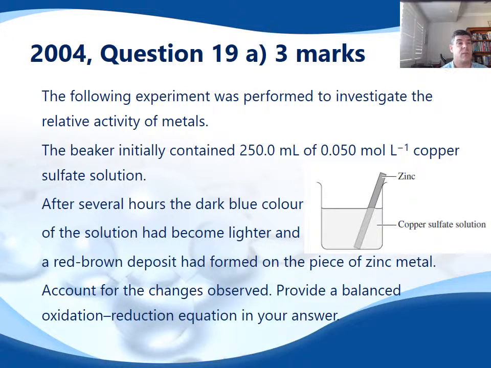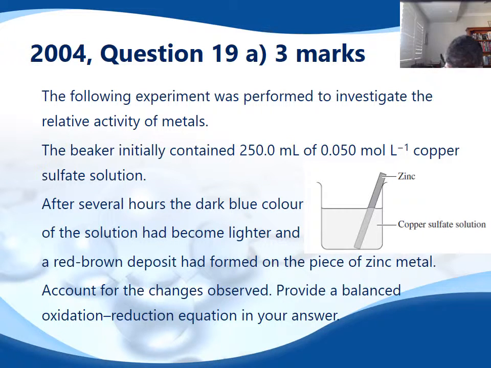So in 2004, question 19, part A, was a 3-mark question based on this kind of thing. The following experiment was performed to investigate the relative activity of metals. The beaker contained 250 mL of a 0.05 molar copper sulfate solution. After several hours, the dark blue color of the solution became lighter and a red-brown deposit had formed on the piece of zinc metal. We need to account for the changes and provide a balanced oxidation reduction equation in your answer.